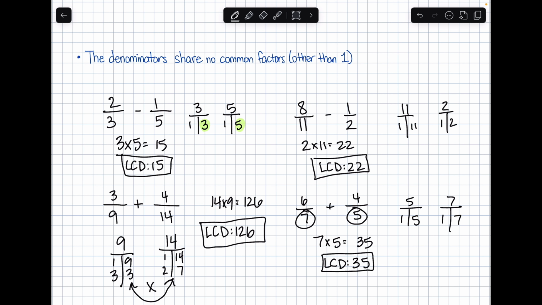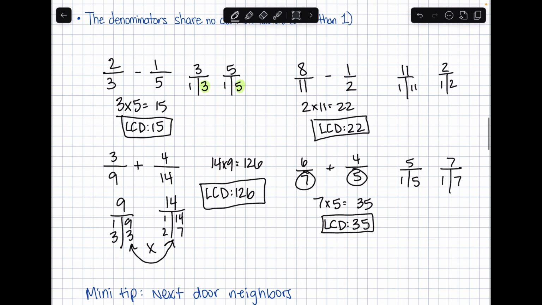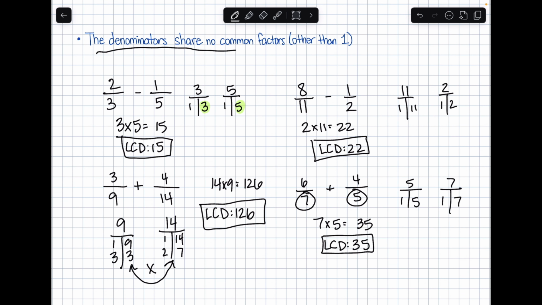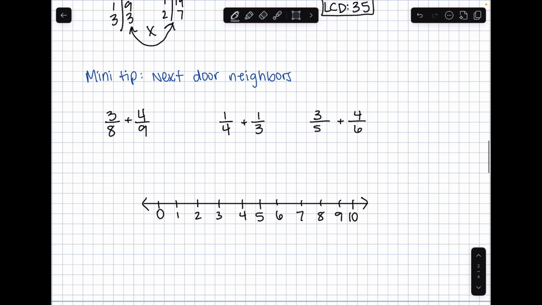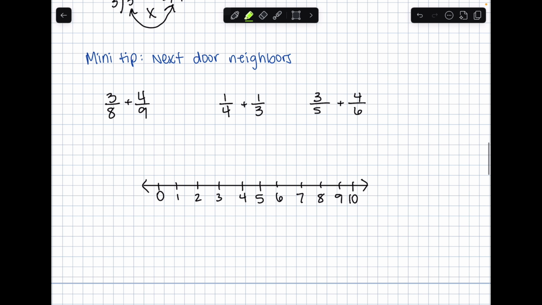All right, another tip for this situation where they share no common factors is if they're next door neighbors. If they are next door neighbors on the number line, we know that we just need to multiply those together to get the least common denominator. So 8 and 9 are neighbors on the number line. So my least common denominator, 8 times 9, is 72.